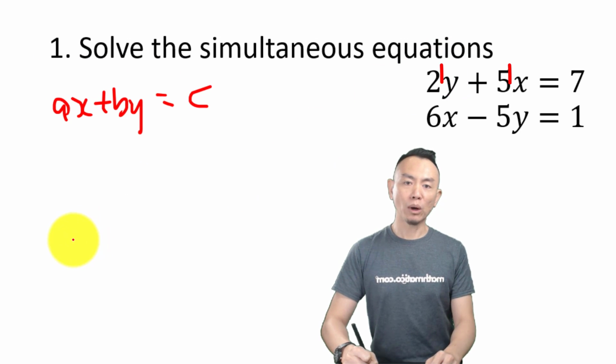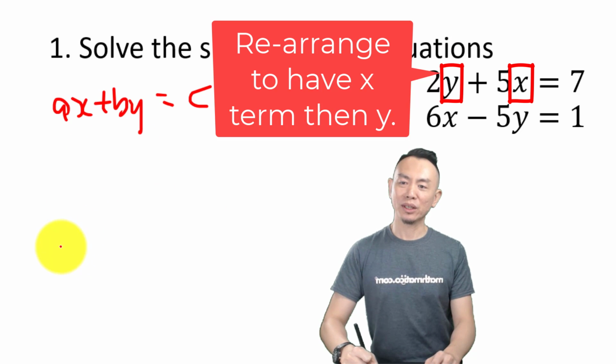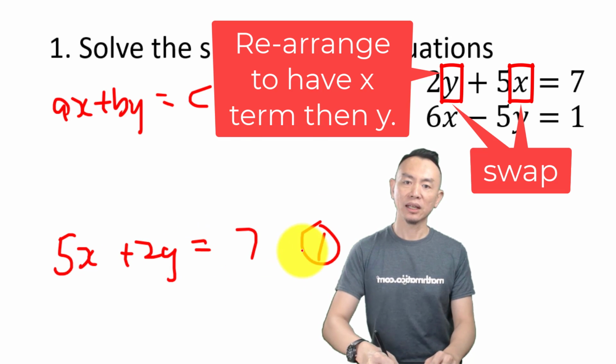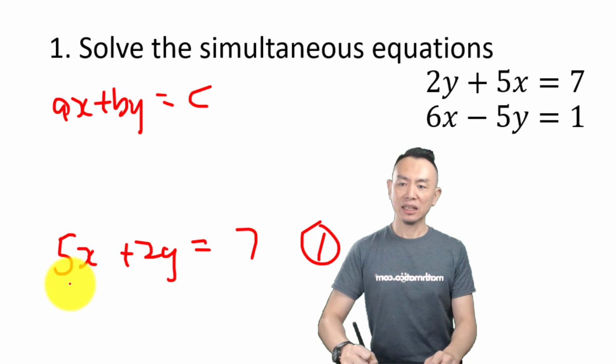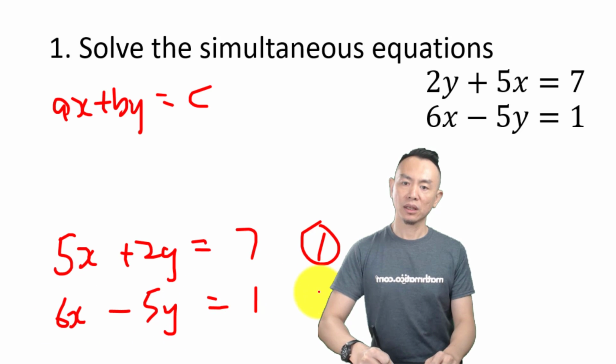Now here we have 2y plus 5x. Look carefully, it's not 2x plus 5y, so we will rearrange it to become 5x plus 2y is equals to 7. That's equation 1. And then we will have in the second equation 6x minus 5y is equals to 1. Equation 2.